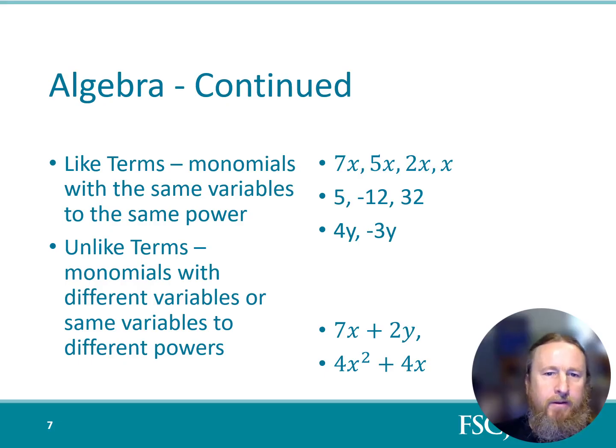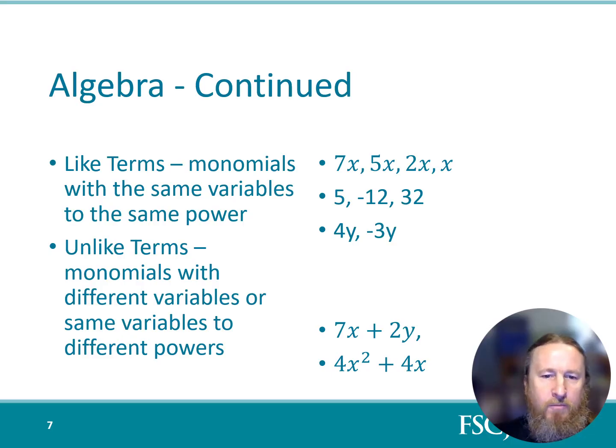So continuing on our monomials, like terms are monomials with the same variable to the same power, and we may combine them, such as 7x, 5x. Note we all have x to the first power. 5, negative 12, and 32 are all also like terms because they are constants. 4y and negative 3y are like terms because they both contain y to the first power.